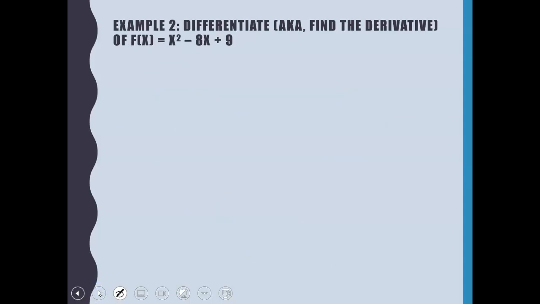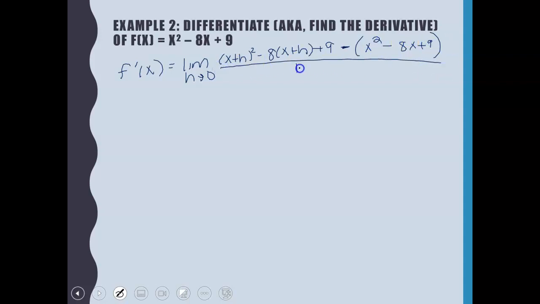Differentiate. Find the derivative of f of x. So flowing into that notation, that would be like saying f prime of x equals the limit as h approaches 0 of x plus h squared minus 8 times x plus h plus 9, minus all of f of x, which was the original problem, all over h.